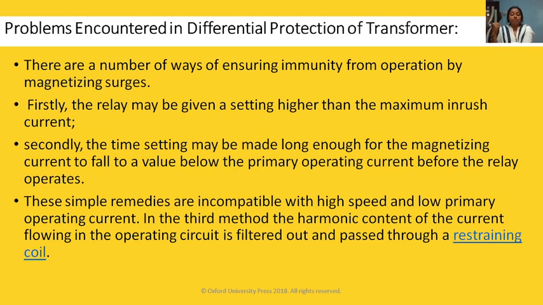Okay, this is also not feasible. So the third method is harmonic content. We are using harmonic restraint, or we are separating out the harmonic content of the current flowing in the operating circuit and passing it through the restraining coil. Why? Because in magnetizing inrush current we have harmonic content, while in case of fault we have only a sinusoidal waveform. So this harmonic content can be filtered out and given to the restraining coil. That means if harmonic is present, it is a magnetizing inrush current, it is not a fault.